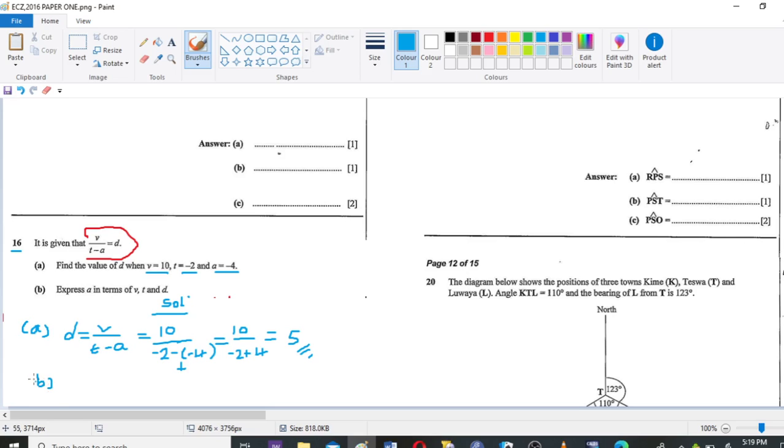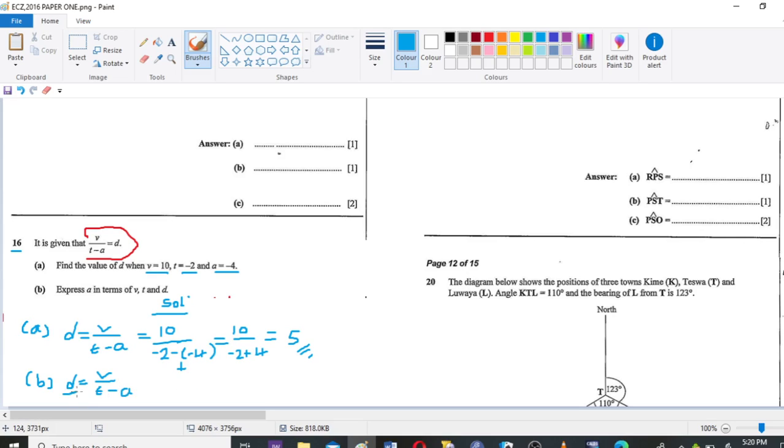Okay, so we have b. Now b, we are told to express a in terms of v, t, and d. So in short, we are being asked here to make a the subject of the formula. So how do we do that? From the expression that we have, d is equal to v over t minus a. Okay, so how do we solve this one?